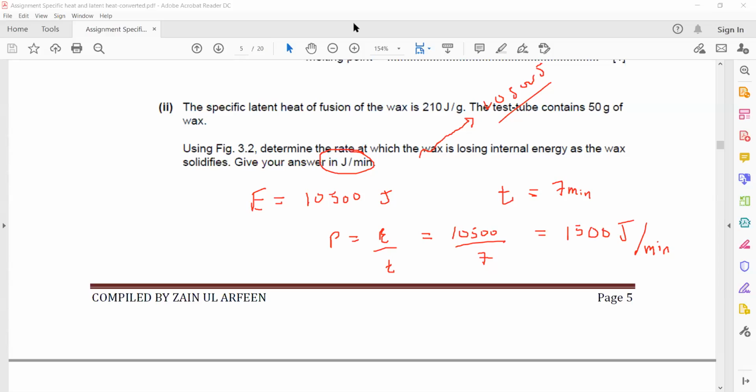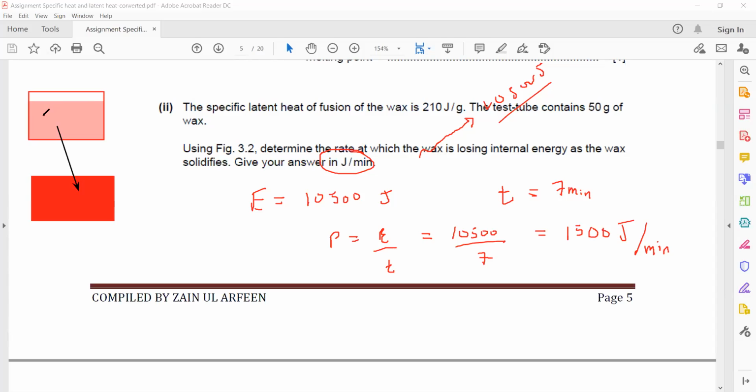What does it actually mean? As you can see in the graph, you were having a liquid, and this liquid solidifies and turns into solid wax. So as this liquid is changing into solid wax, there is no change in temperature, but there is a change in internal energy. What does it mean?